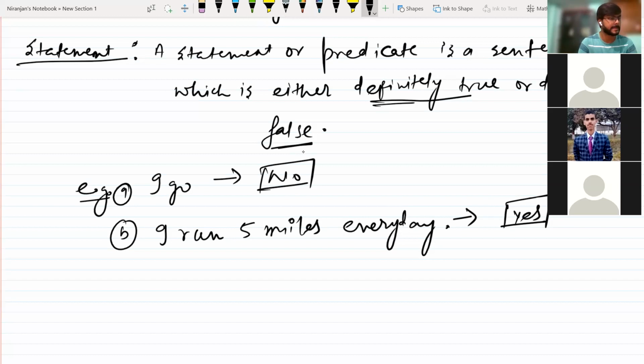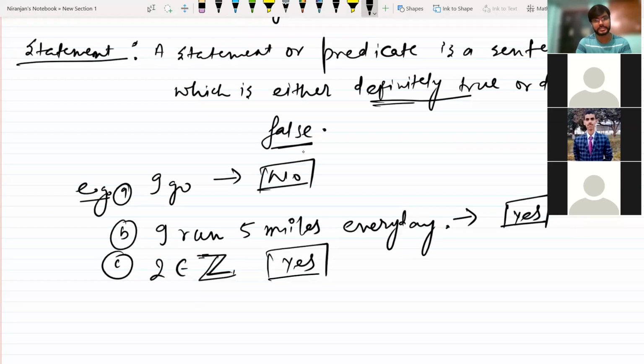Now, 2 belongs to the set of integers. This is a statement. Yes, because you can say about its truth value, whether it is false or true. By the way, it is true here. You all know that.